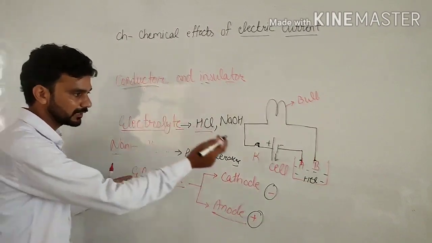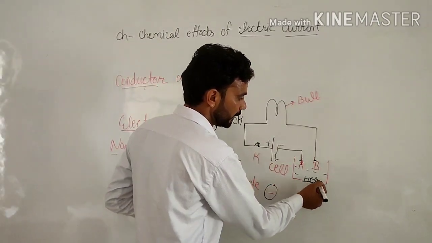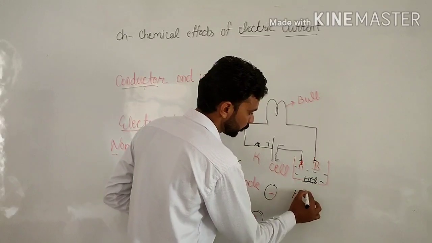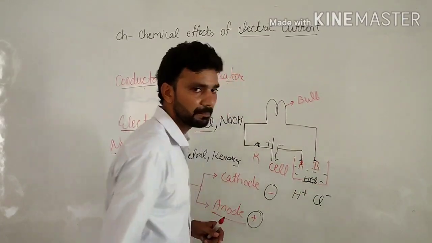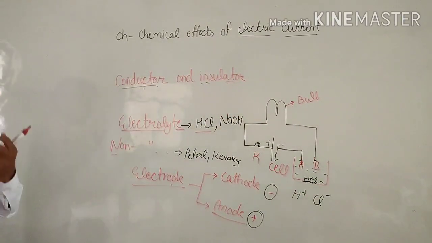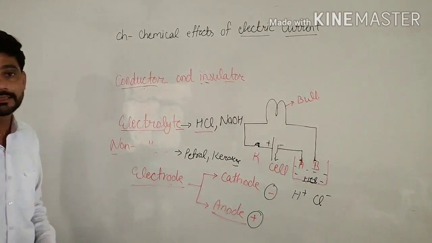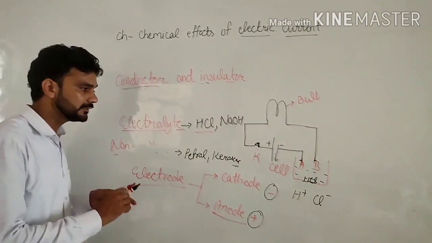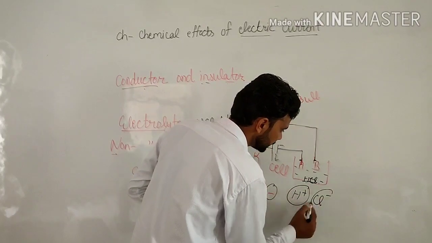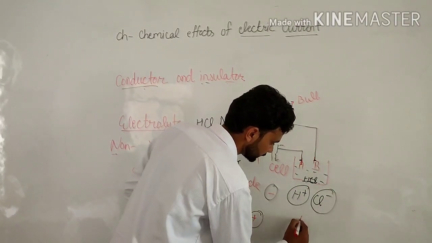Now when current passes through HCl solution, this HCl will break into H positive and Cl negative. These H positive and Cl negative are known as ions.